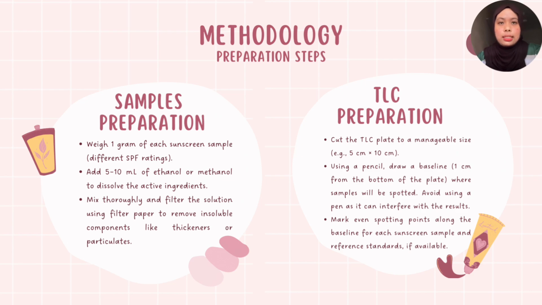Second is TLC preparation. Cut the TLC plates to a manageable size, which is 5 cm times 10 cm. Using a pencil, draw a baseline 1 cm from the bottom of the plates where the sample will be spotted. Avoid using a pen as it can interfere with the result. Mark even spotting points along the baseline for each sunscreen sample and reference standards if available.